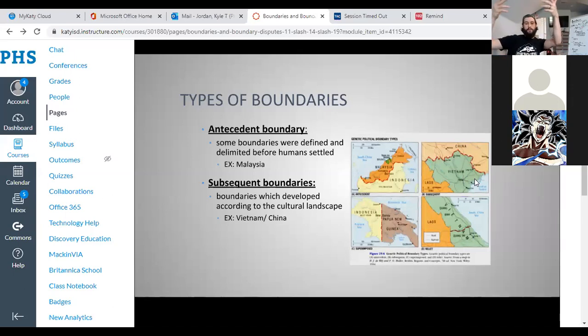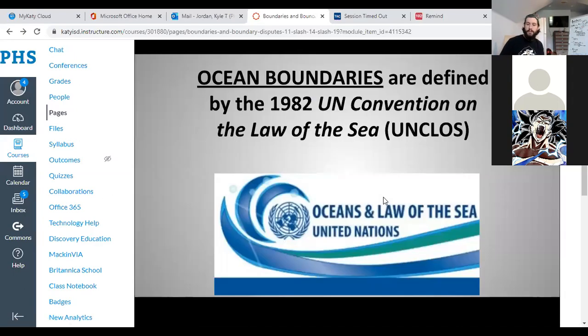Majority of the people who were saying they were Vietnamese ended up on the Vietnamese side. Okay, so this is all about basically figuring out the cultural landscape and then putting down a boundary. Antecedent boundary: you put down the boundary first, and then the cultural landscape will flush out or diffuse out to meet that boundary.